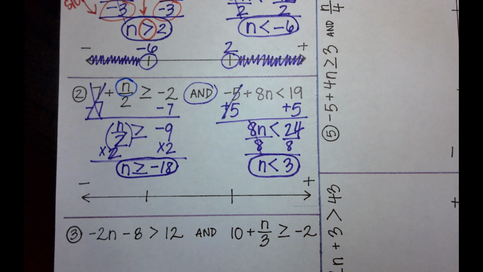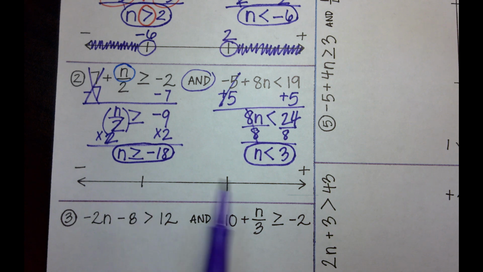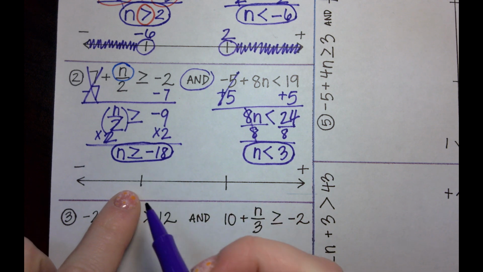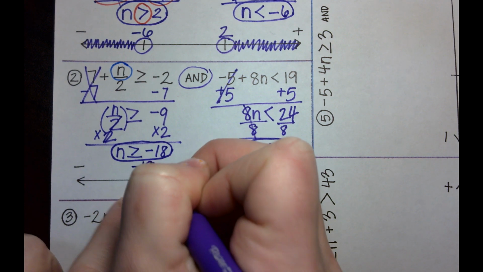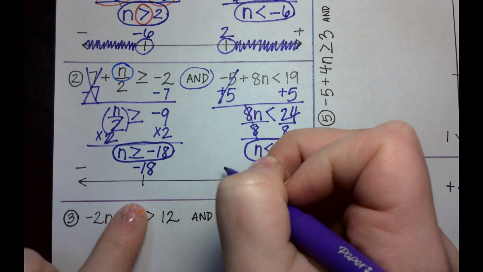Okay, so now we have our two answers. n is greater than or equal to -18, and n is less than 3. What number goes where on this number line? Good. -18, where does it go? On the first tick mark. -18 is smaller because it's a negative number. So that means 3 must go here.